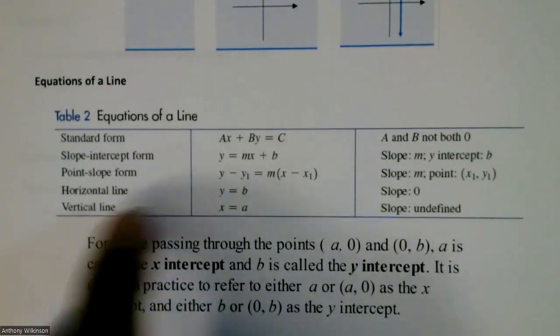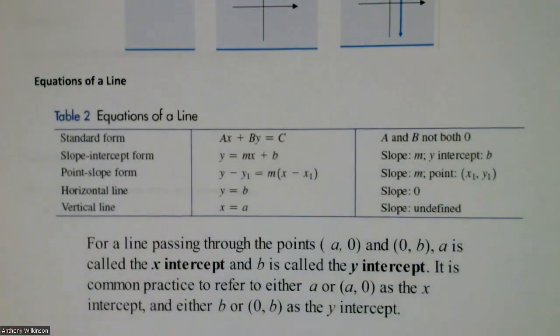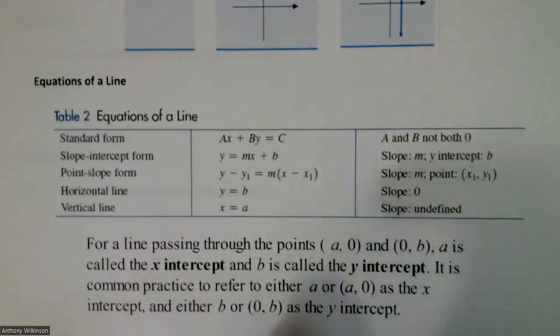And then your horizontal line, of course, is y is equal to b. That means your slope is going to be 0. The vertical line x is equal to a means that you have an undefined slope.